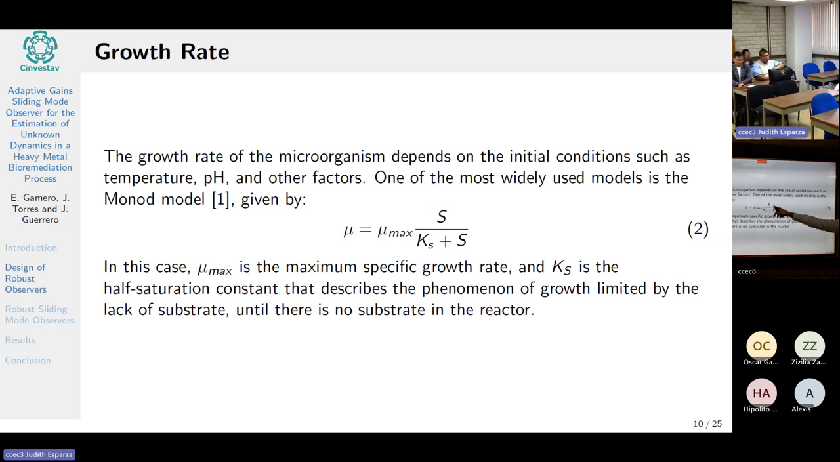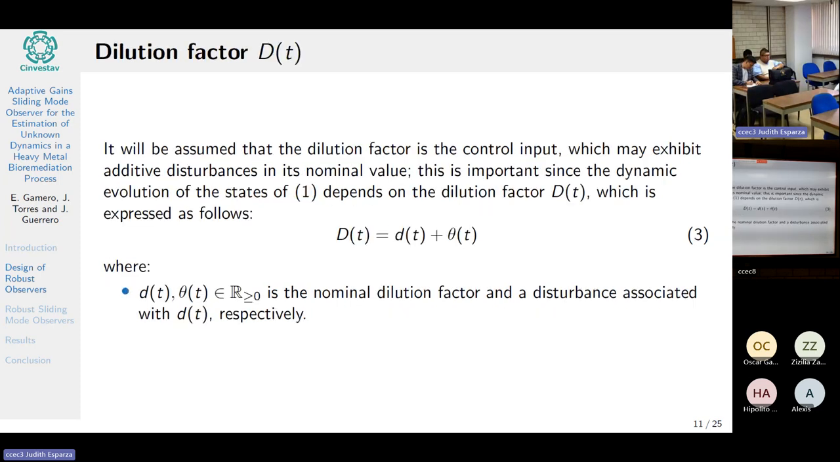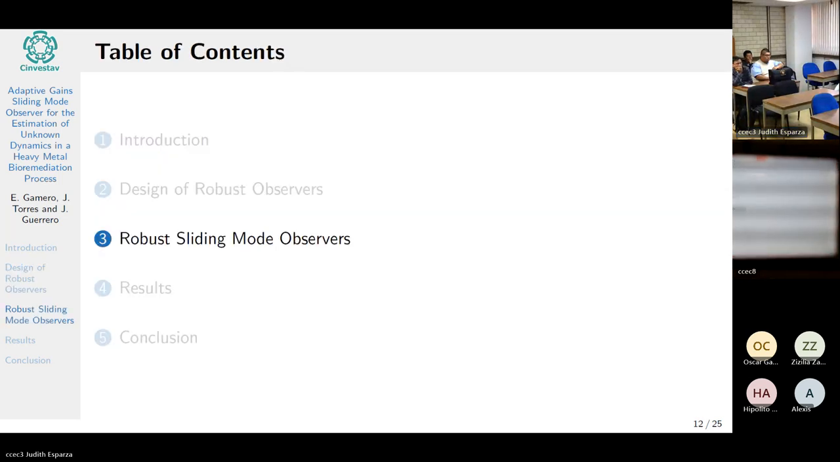We have the dynamics of the substrate, and this K sub index X is the half saturation constant that describes the phenomenon of growth limited by the lack of substrate. So we have a control input that is this D, which depends on this disturbance theta. This disturbance theta is associated, for example, with the electro valve in these bioreactors. These types of valves have some disturbance associated, for example, calibration errors, so it's not precise.